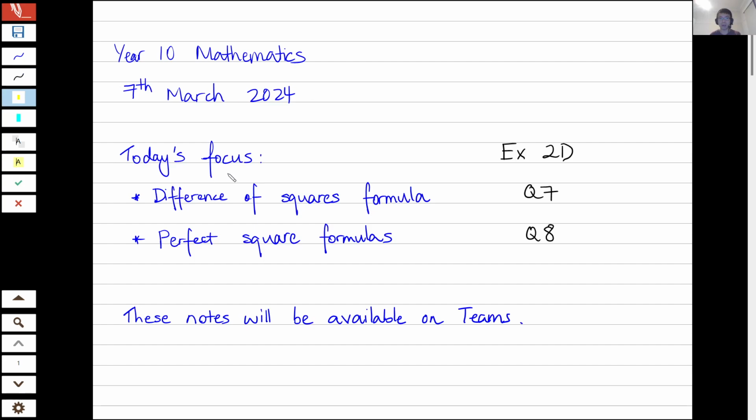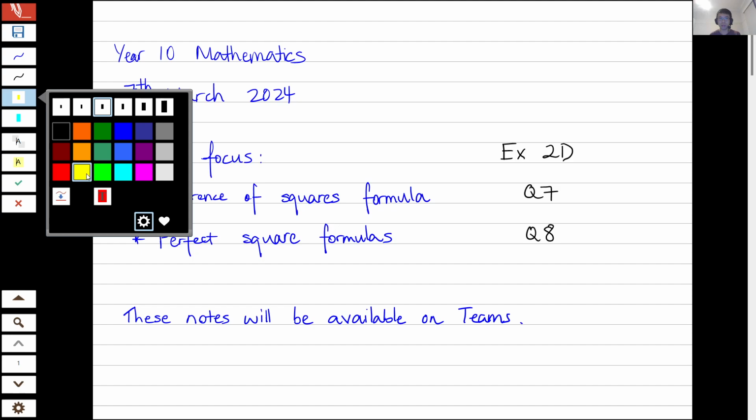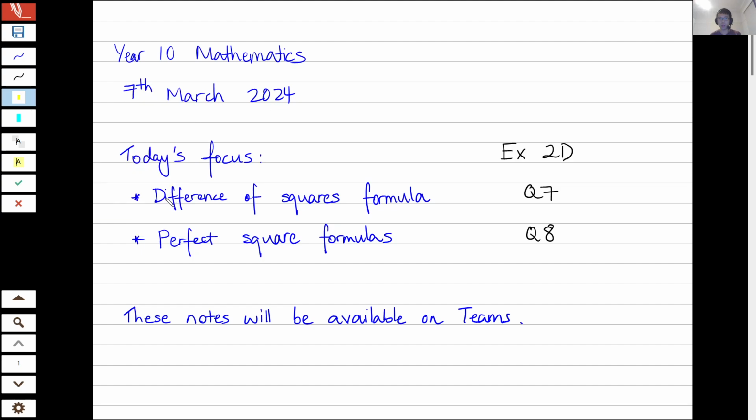In this video, I'm going to cover two important formulas. The first one is called the difference of squares formula. And I'm also going to cover two formulas which are called the perfect square formulas. I'm going to show you where these formulas come from and also go through some examples of how we can use these formulas to expand brackets.